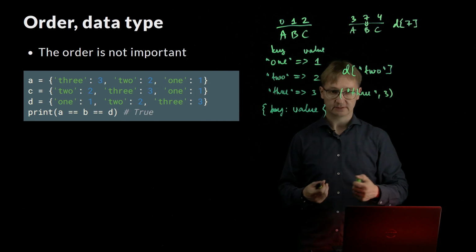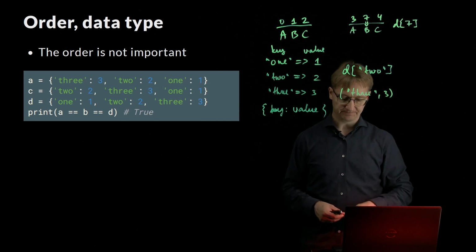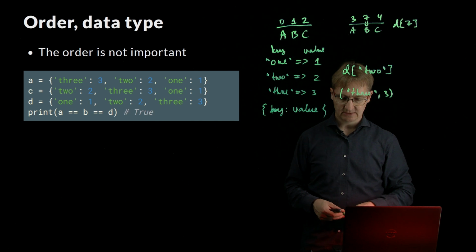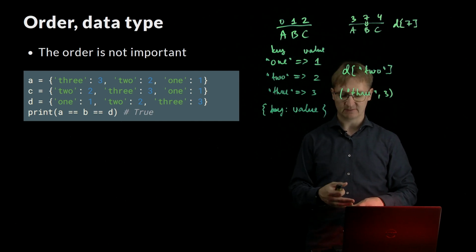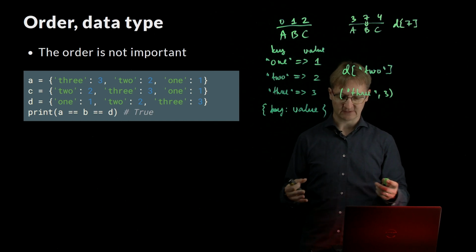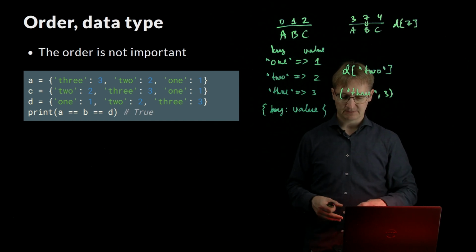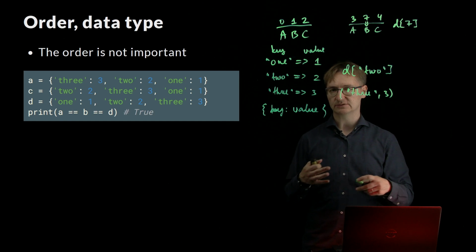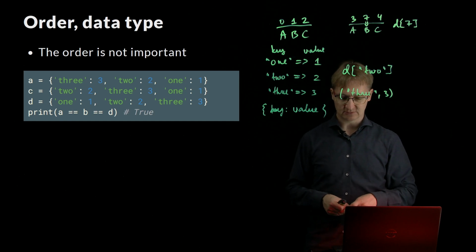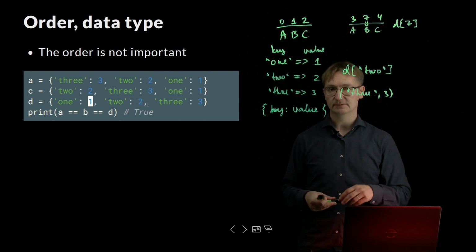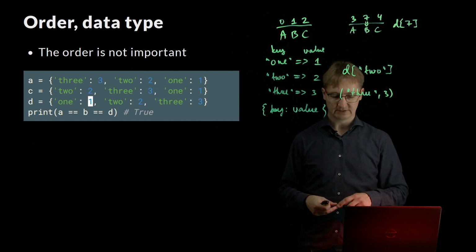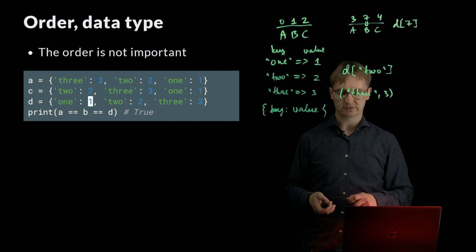Let's see the order and the data type for dictionaries. The first thing is that order is not important. As you can see, we have three different dictionaries, but actually the content is the same, just the order is different. So here I have the 3 in the first place, here I have 2 in the first place, and here I have 1 in the first place. But in the end, they are all the same for Python. So for a dictionary, the order is not important.